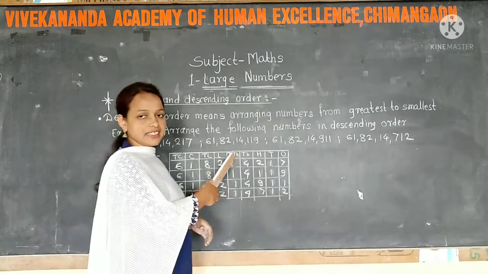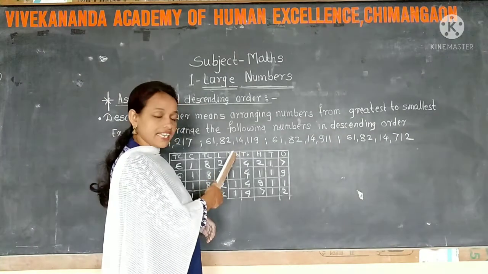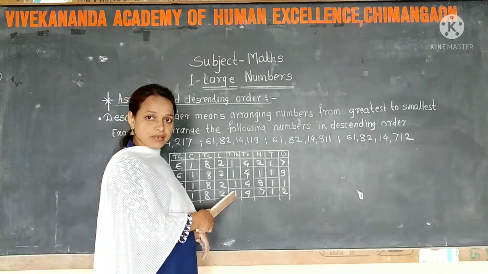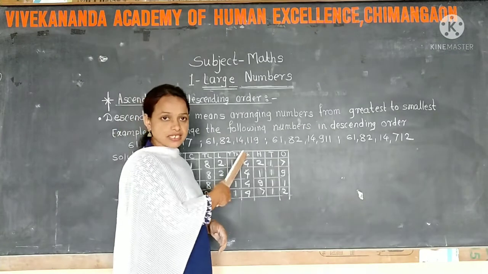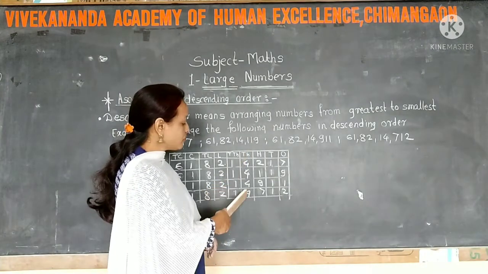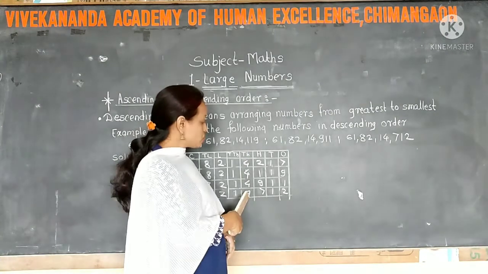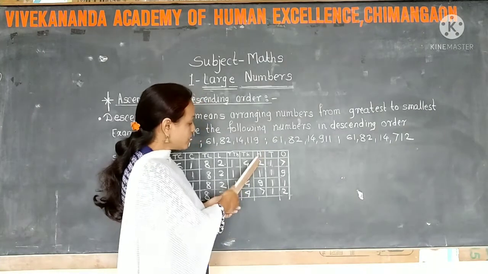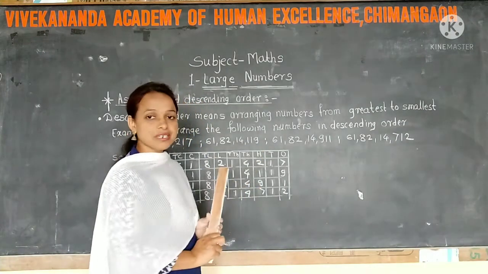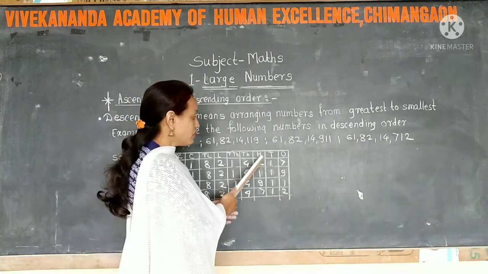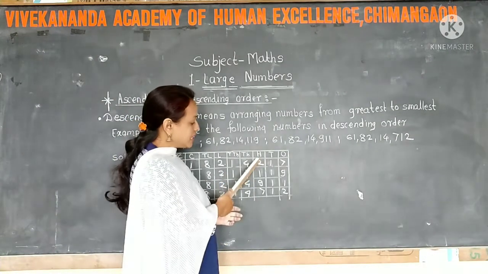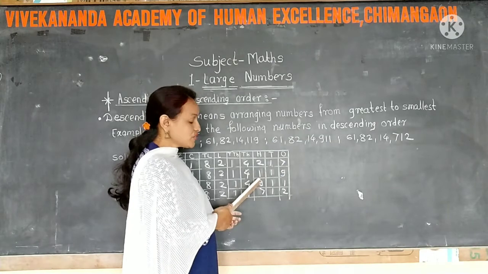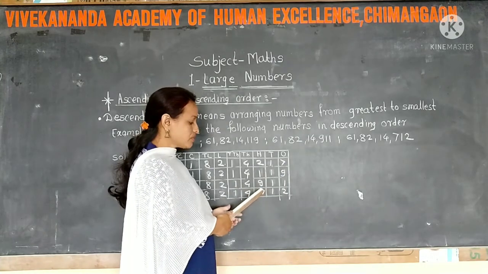So we will check 10,000 place. Digit at 10,000 place of given 4 number is same. Means it is 1, which is same. So we will check 1000 place. Digit at 1000 place of this given 4 number is 4, which is same. So we will check 100 digit of each number. Now here 100 digit of this given 4 number is different. So we will compare by comparing a 100 digit. 100 digit of first number is 2. 100 digit of second number is 1. 100 digit of third number is 9. And 100 digit of fourth number is 7.